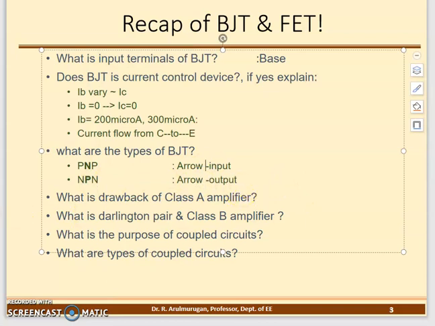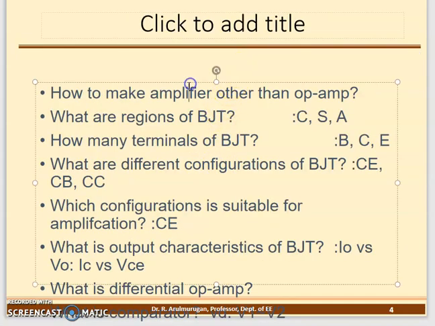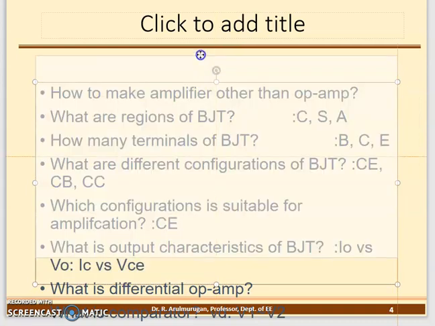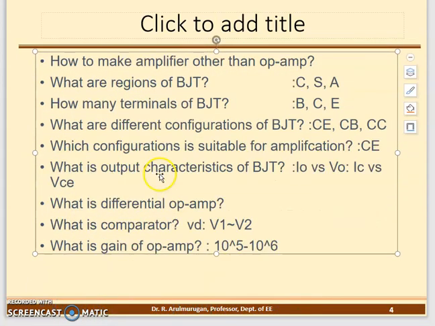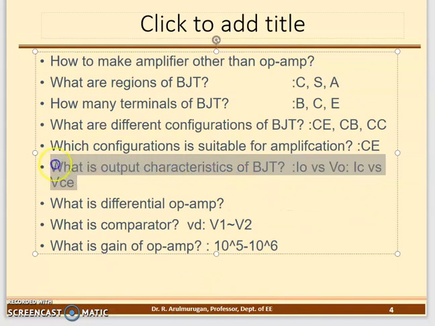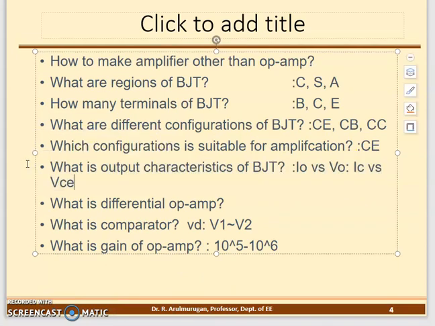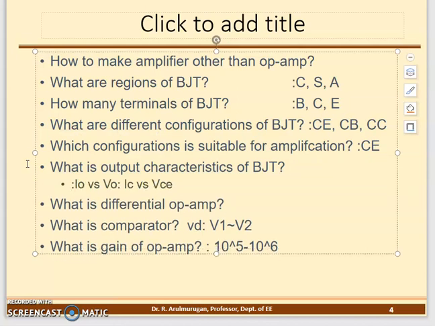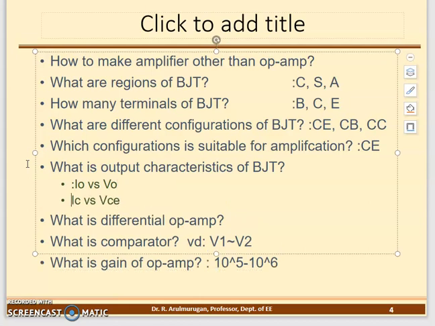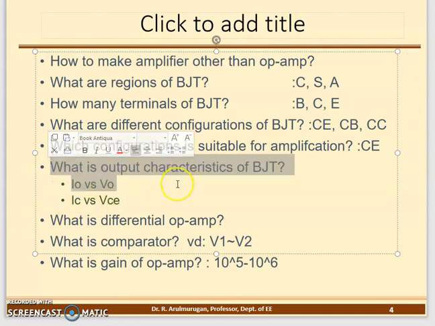Another one is output characteristics, which I have already explained. What are output characteristics? It is the output current versus the output voltage. The output current is IC versus VCE. This is the common name, output characteristics, and it is common for both BJT and FET.